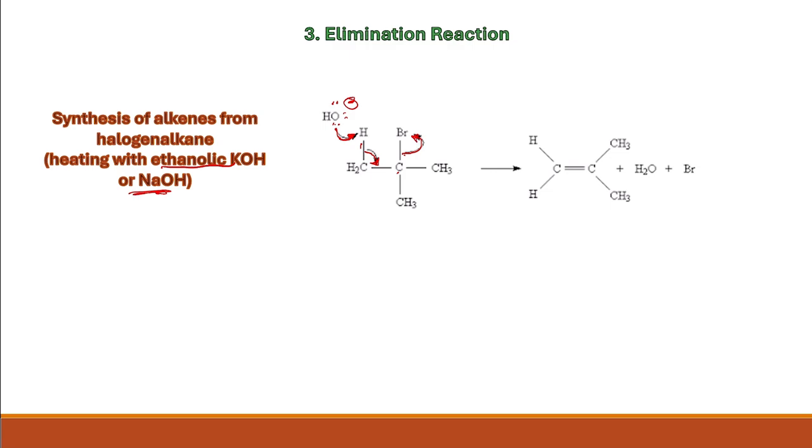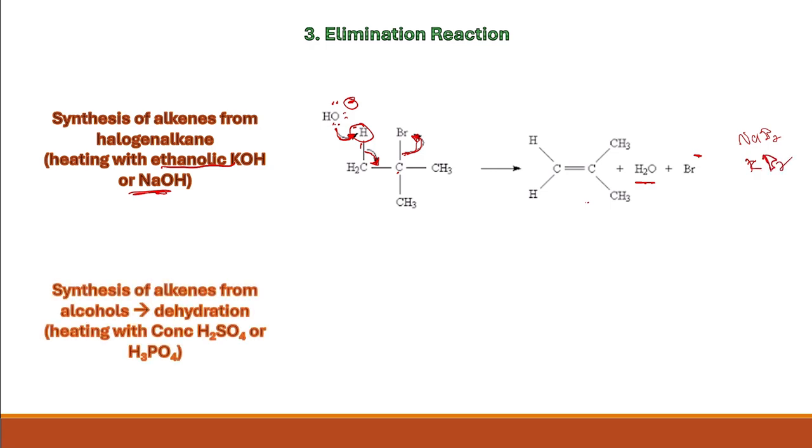So the final product here is going to be your alkene, where a new bond has been formed, and then you have water, which is the OH with this hydrogen, and then you have the bromide ion. The bromide that has left can now react with the sodium or the potassium, depending on whether you use sodium hydroxide or potassium hydroxide, to give you sodium bromide or potassium bromide.